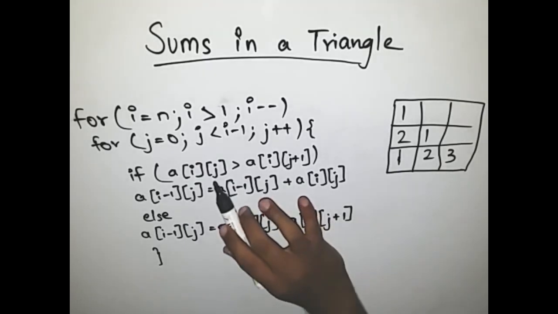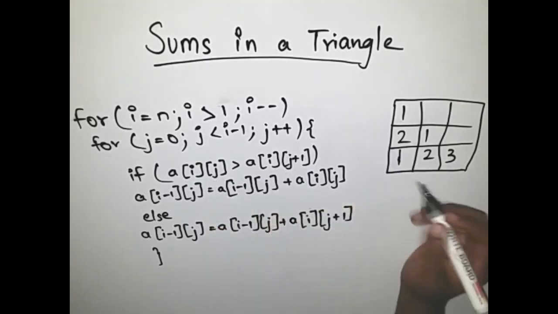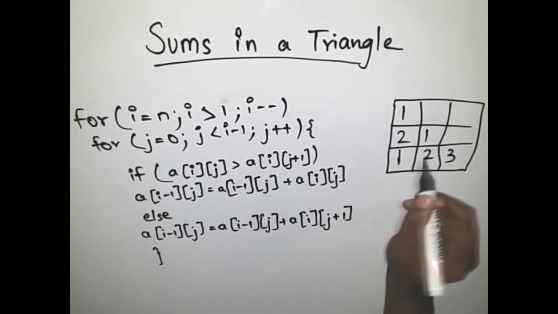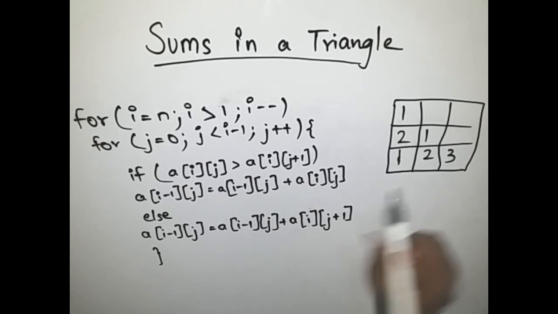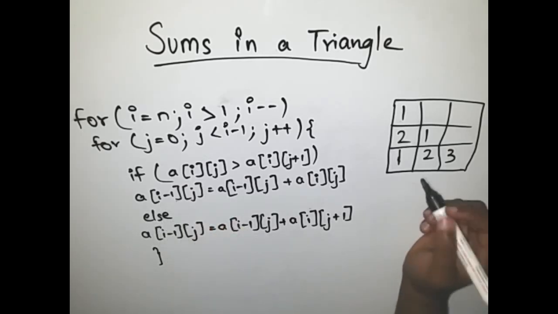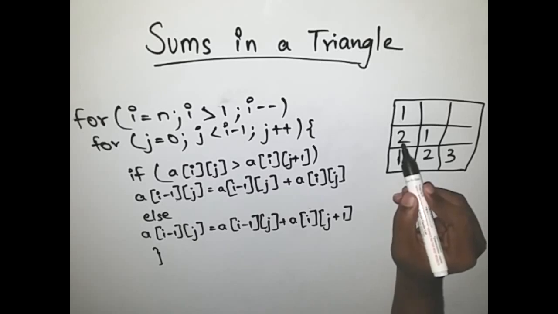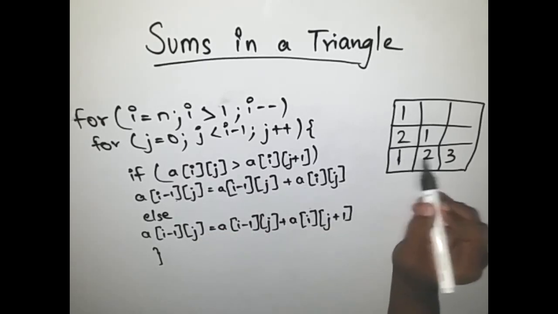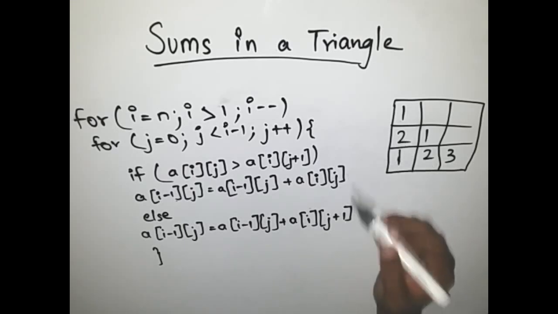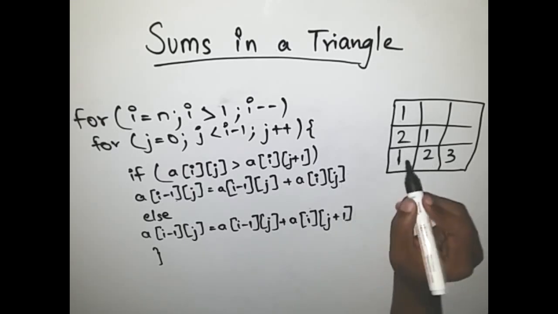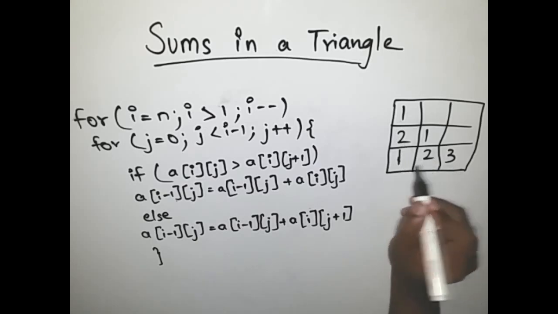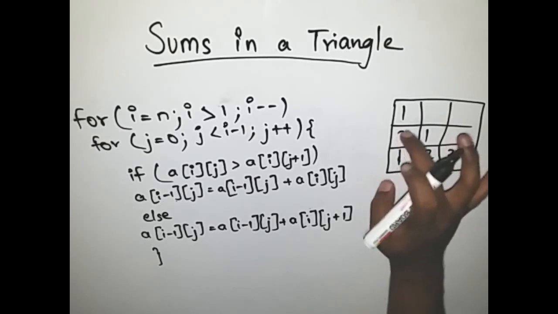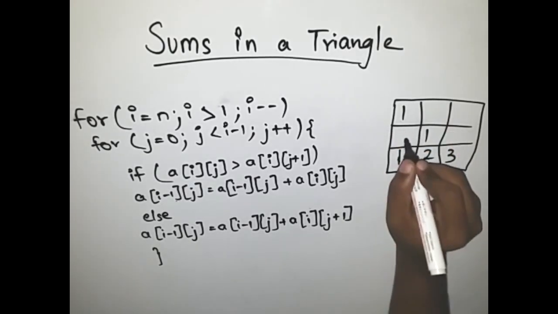So we find the maximum of a i j and a i j plus 1. So 1 and 2, we check which is the maximum between 1 and 2, which is 2 here, and then we take the I minus 1th element. We go to the I minus 1 row, and j still remains 0, and then we add the maximum of these two to this. That's the if condition here. So the maximum of 1 and 2 is 2. That's added to 2 here. So this a of I minus 1 j becomes 4.